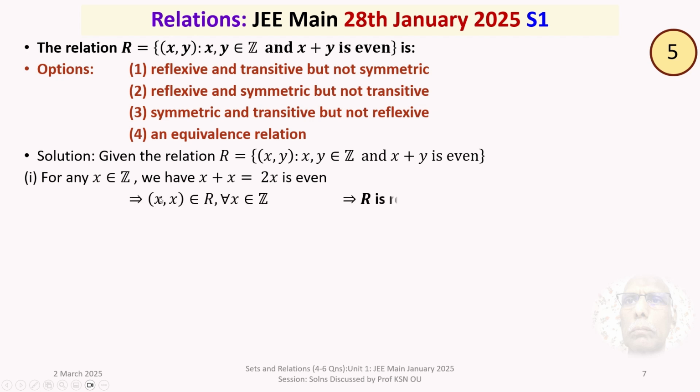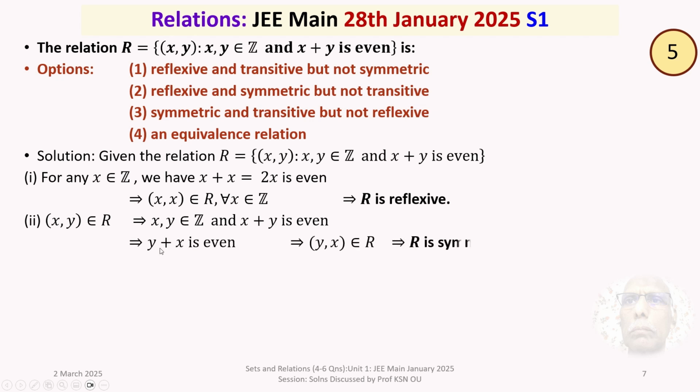That means the ordered pair x comma x belongs to R for all x belongs to Z, thus R is reflexive. Second property. X comma y belongs to R implies x, y are integers and x plus y is even. When x plus y is even, y plus x is also even. So that will imply y comma x, the ordered pair, also belongs to R.